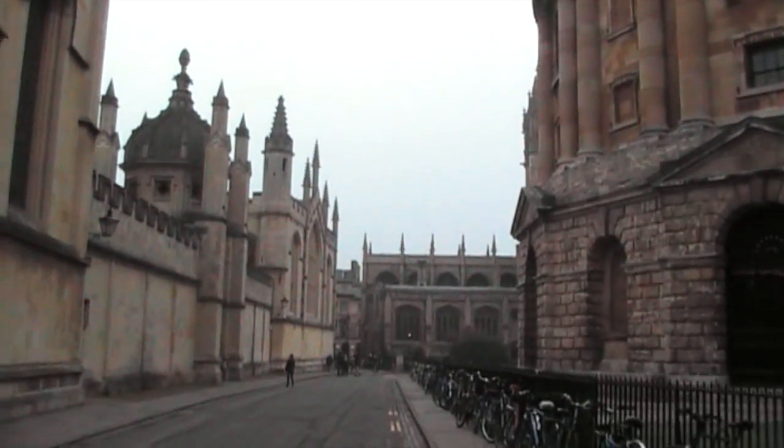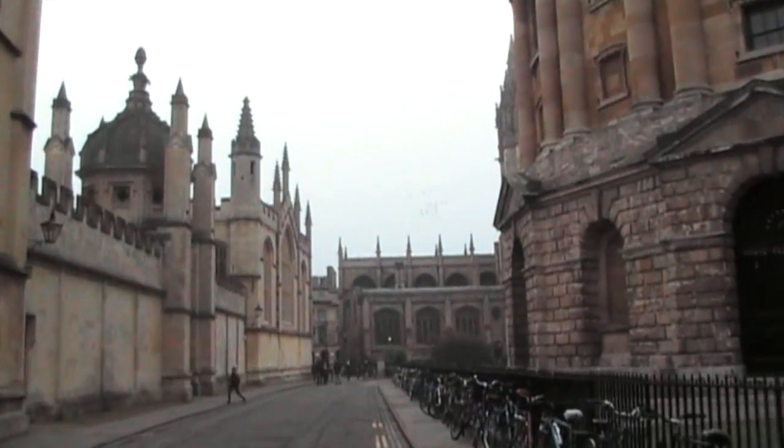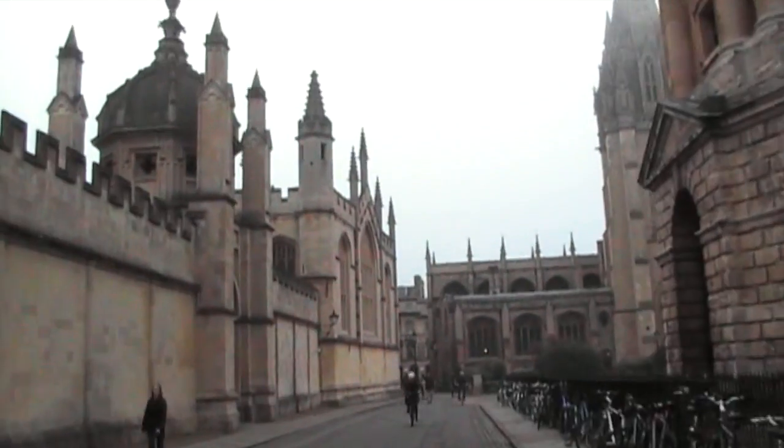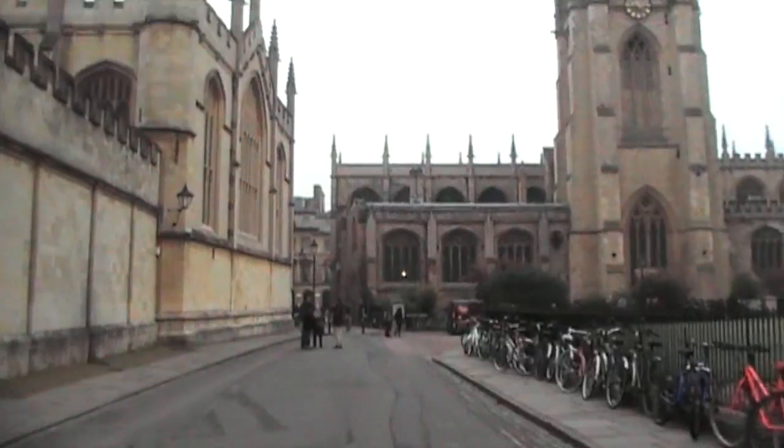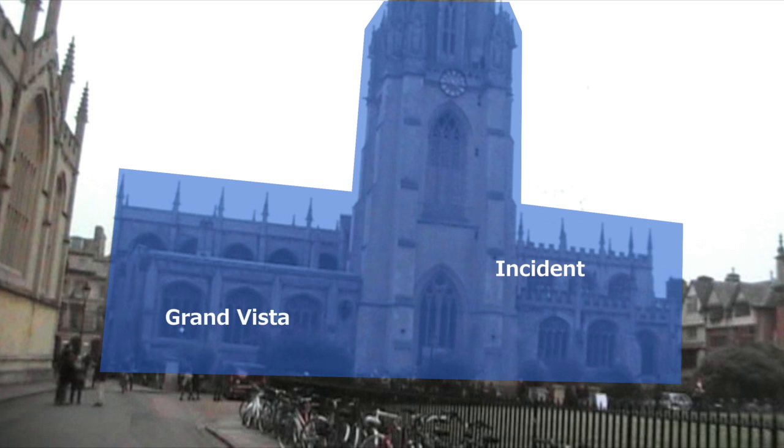Continuing along the east side of the square, the Codrington Library can be seen on the left hand side before we come to the University Church of St Mary the Virgin. This tower acts as an incident of the other uniform buildings that define Radcliffe Square. It is one of the main towers that makes up the Great Oxford Spires, which can be seen from a vast distance.